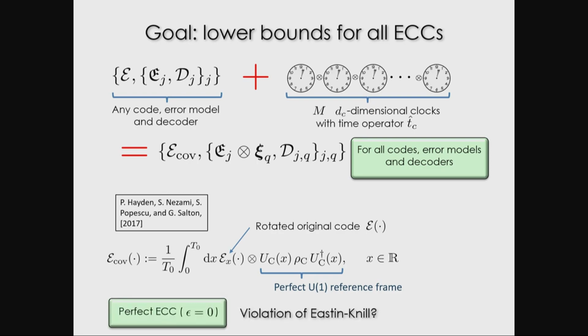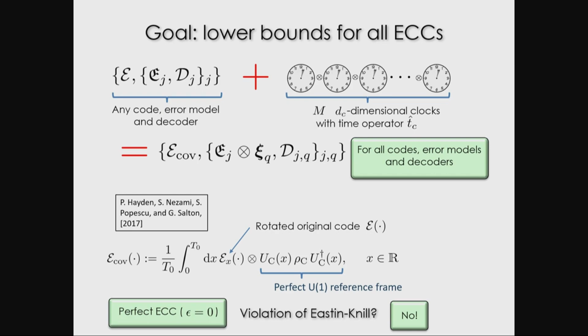In their case, they had a perfect error-correcting code. So, of course, in principle, you may ask, oh, how is this possible? Wouldn't it violate Eastin-Knill, given what we've just heard? And the answer is no, because they assumed a perfect reference frame in this setup.